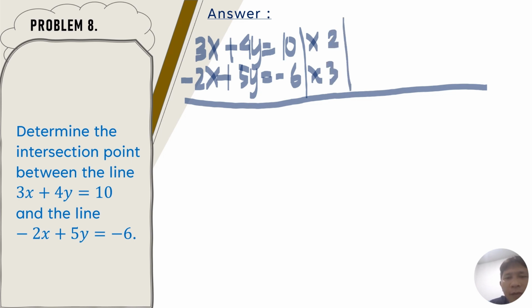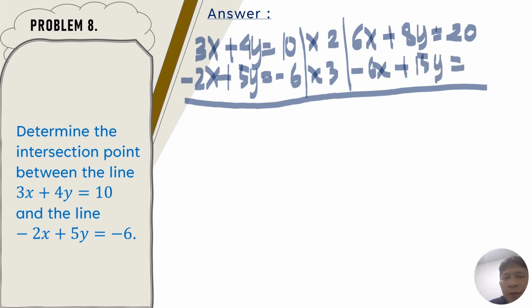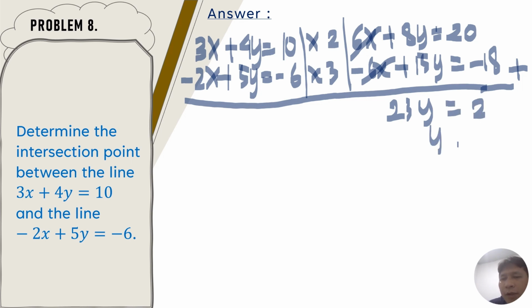Then here we have 6x plus 8y equals 20, and here minus 6x plus 15y equals negative 18. So this is plus because we're going to cancel this one. Here we have 8 plus 15, 23y equals 2. Then y equals 2 out of 23.